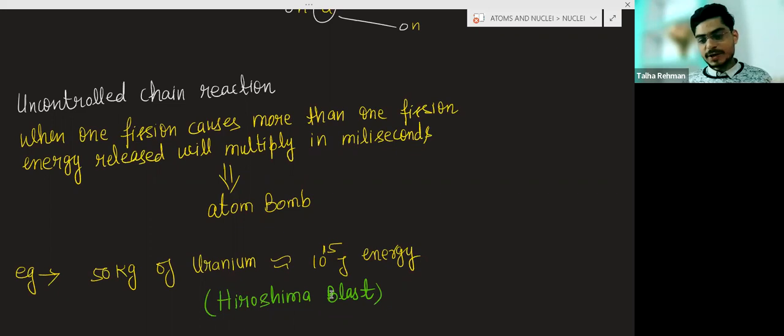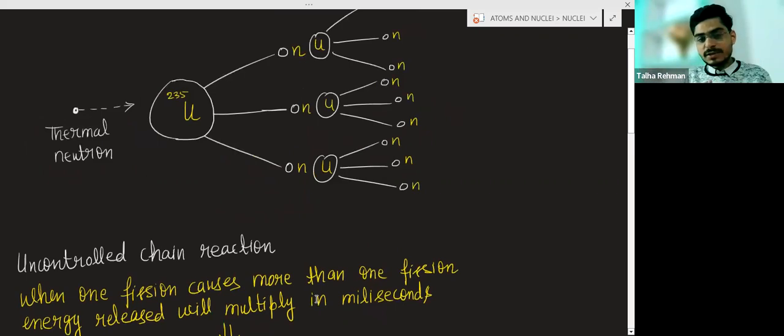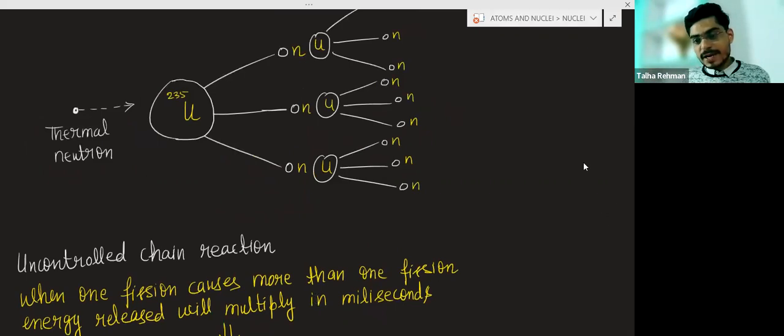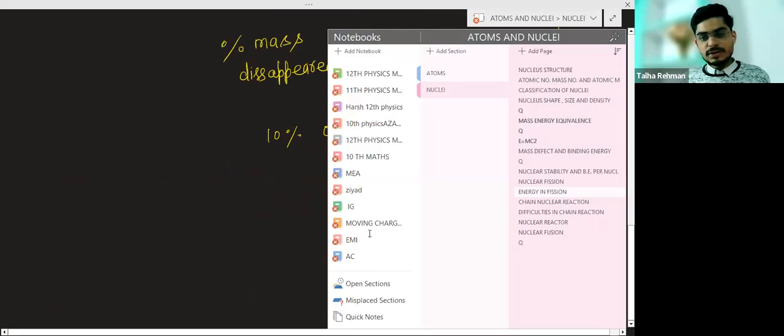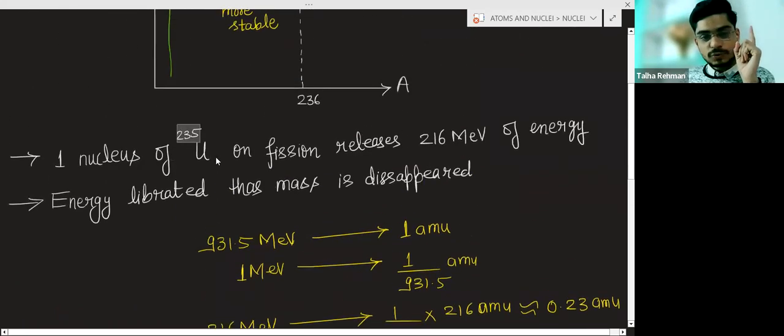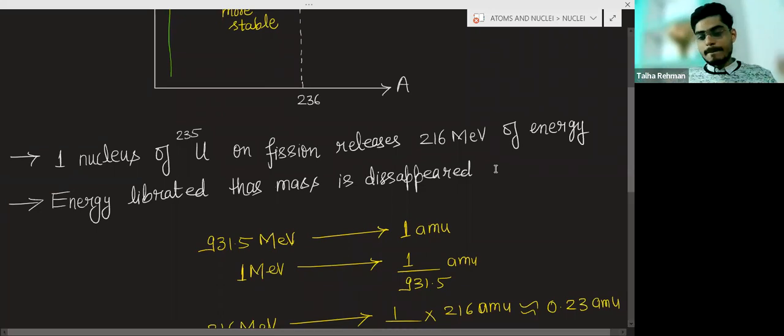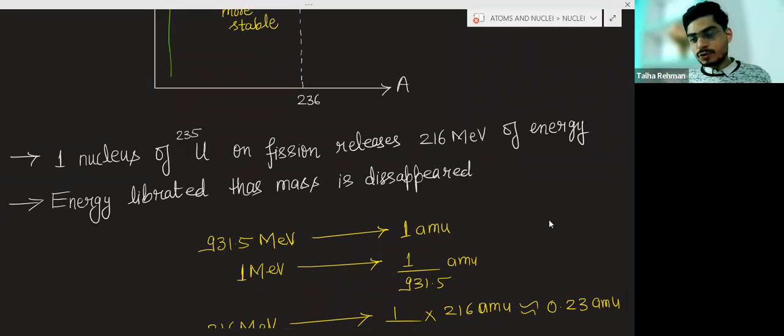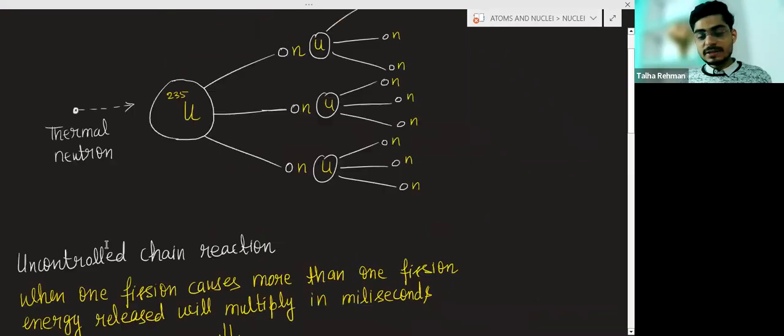And what is happening in an atom bomb? Chain reaction, uncontrolled chain reaction. And uncontrolled chain reaction means, just now we calculated the energy in the fission. So what we are getting from the fission of one nucleus of uranium-235 is this much energy. So if you use 50 kg, it will destroy the whole city, due to the large amount of energy released. But that is in the case when an uncontrolled chain reaction takes place.